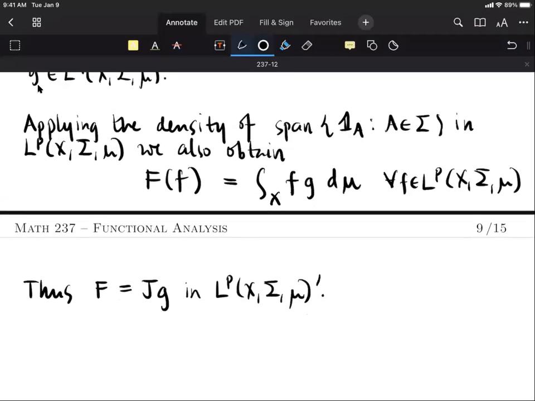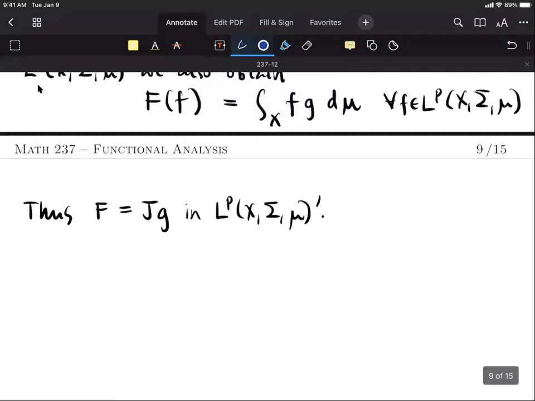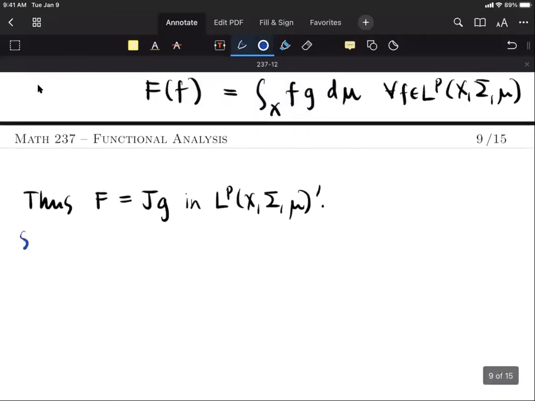So that's the sigma finite case. So here we now treat the general case. So suppose that mu is not sigma finite.